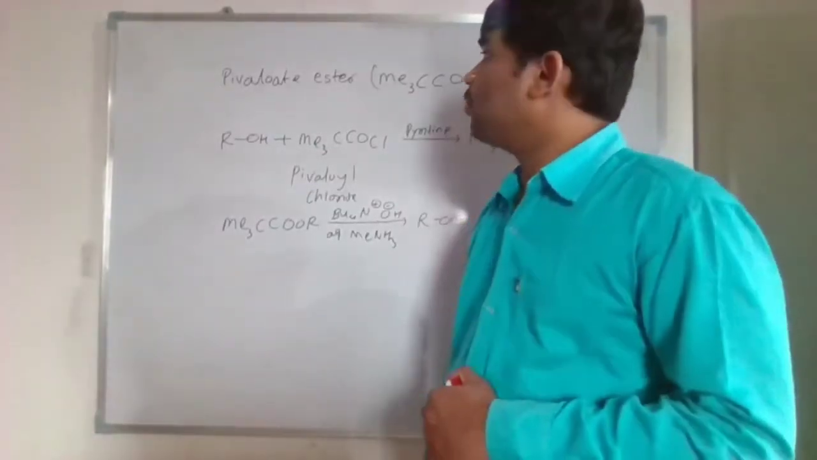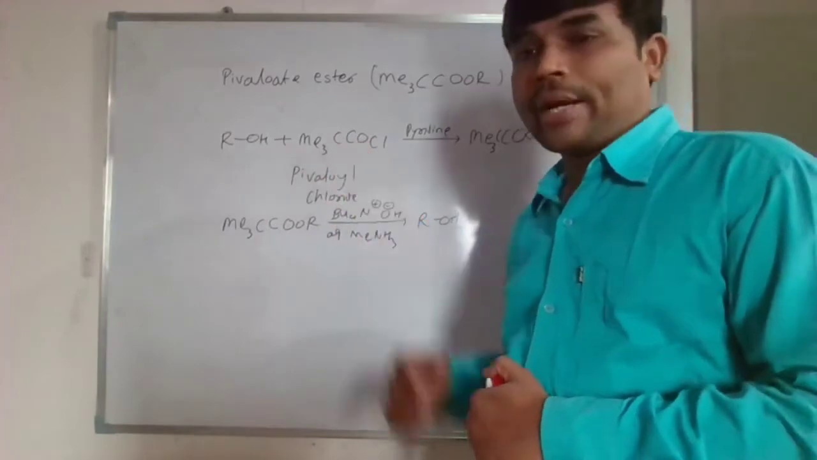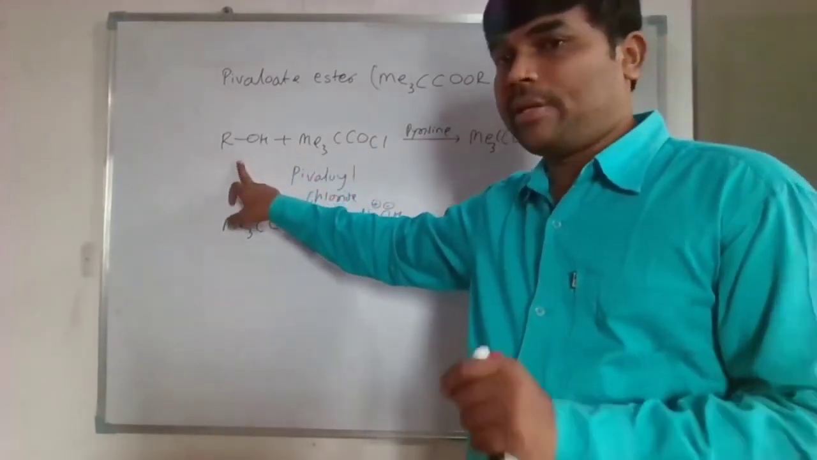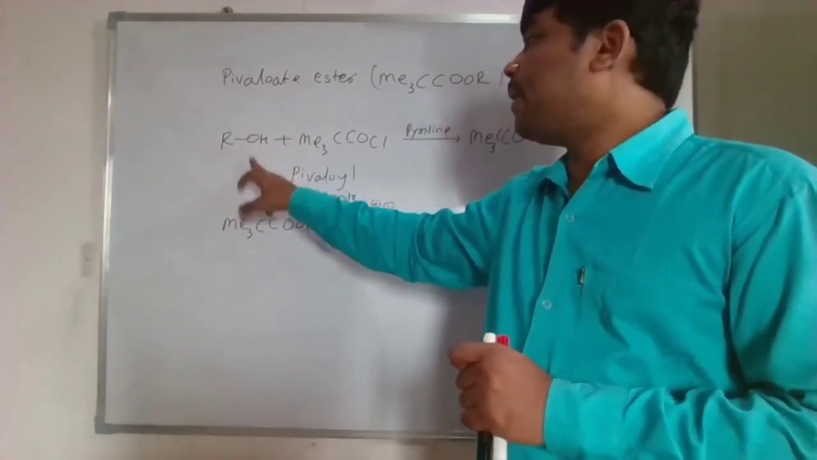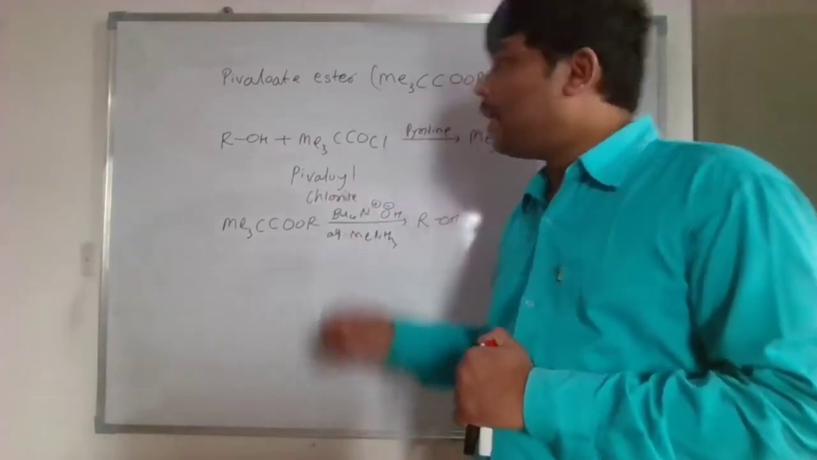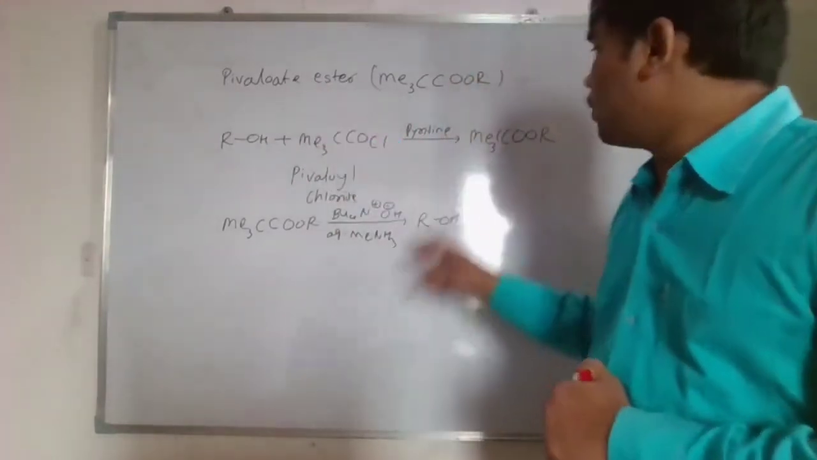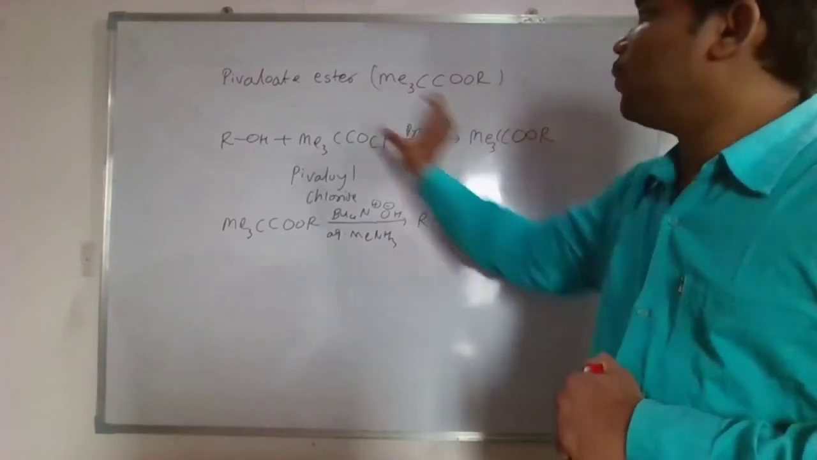The next ester group is phthalate ester. In phthalate ester, when phthalate chloride reacts with a primary alcohol, it reacts selectively with primary alcohol generally. This primary alcohol is protected by this phthalate chloride and we get phthalate ester, Me3CCOOR. This is the phthalate ester.